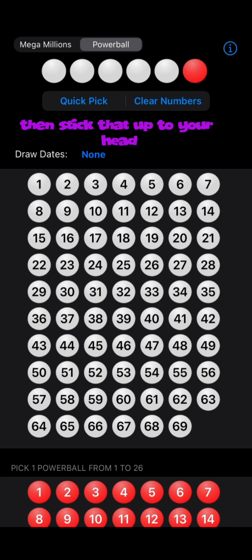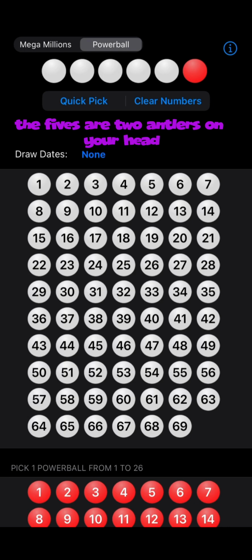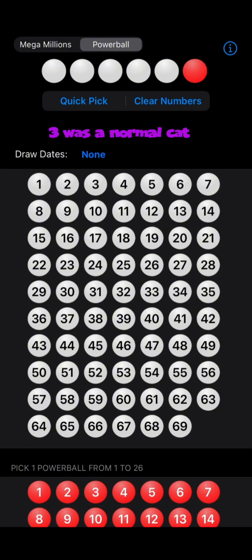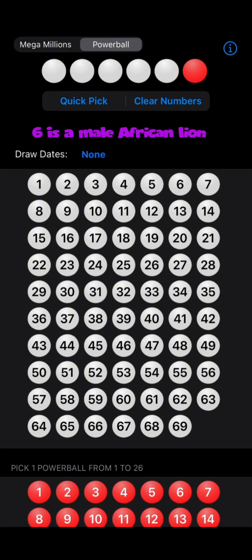5, you remember by sticking your hands up, 5 fingers, then stick them up to your head and rotate both hands on your head. Oh look, he's not a human no more, he's a deer. You got deer antlers, so 5 is deer. 6 is a big cat. Remember 3 was a house cat, so 6 is a large cat, an African lion, a male lion with a mane. Think of Simba or Mufasa. So 6 is a male African lion.